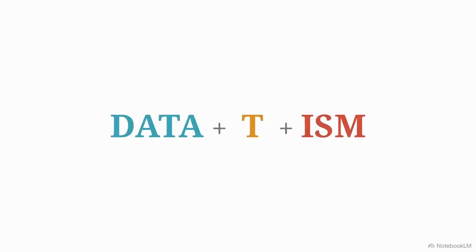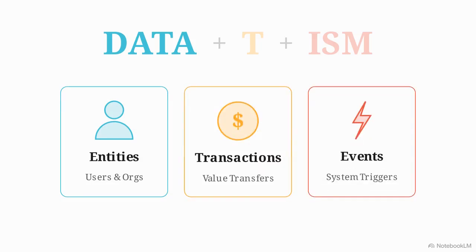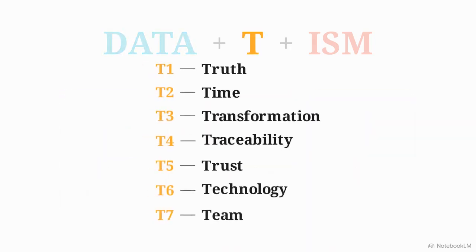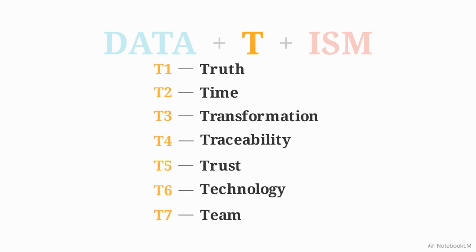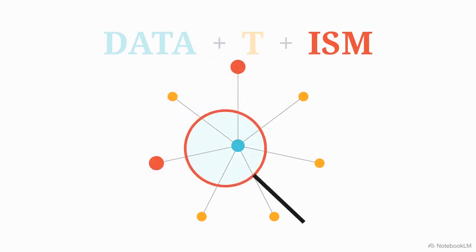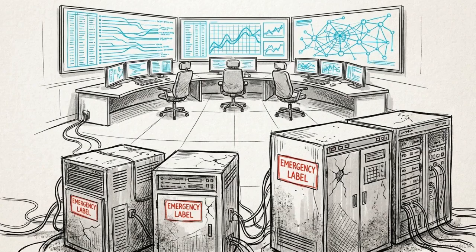To understand how to diagnose these systems, we have to break the datatsm model into its three constituent parts. Data represents the actual payload, the digital representation of real-world entities, financial transactions, or user events flowing through your system. The T represents 7 specific structural dimensions used to categorize technical and organizational issues. These range from truth and time to technology and the team. And the suffix ism represents the vendor-neutral diagnostic doctrine used to evaluate those dimensions across any stack.